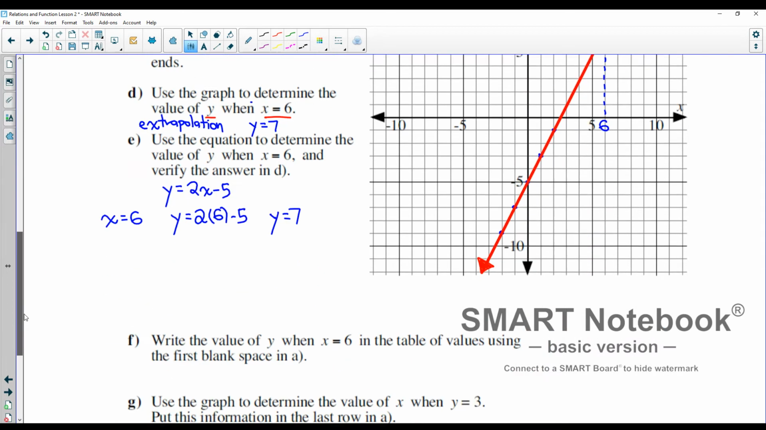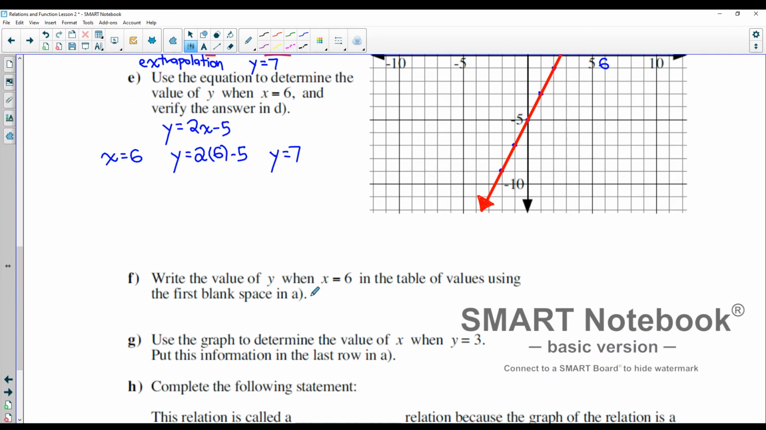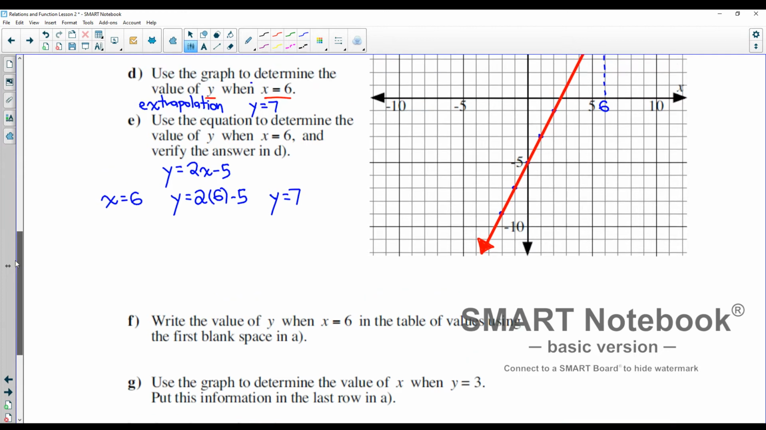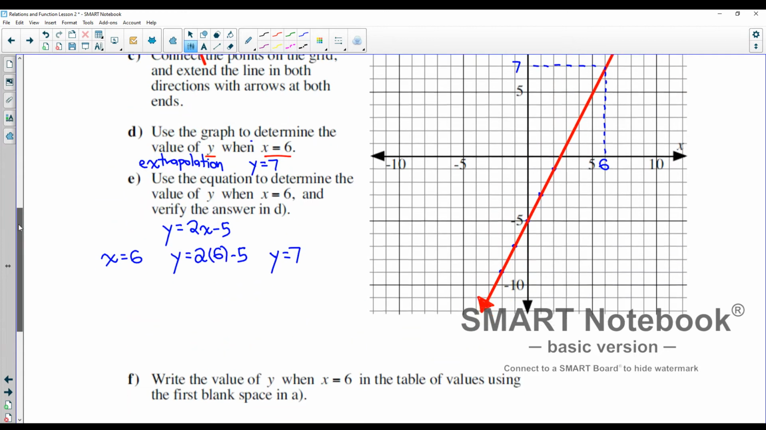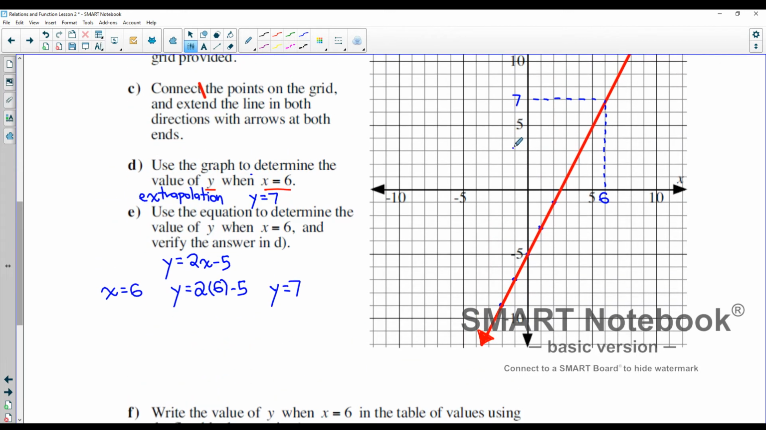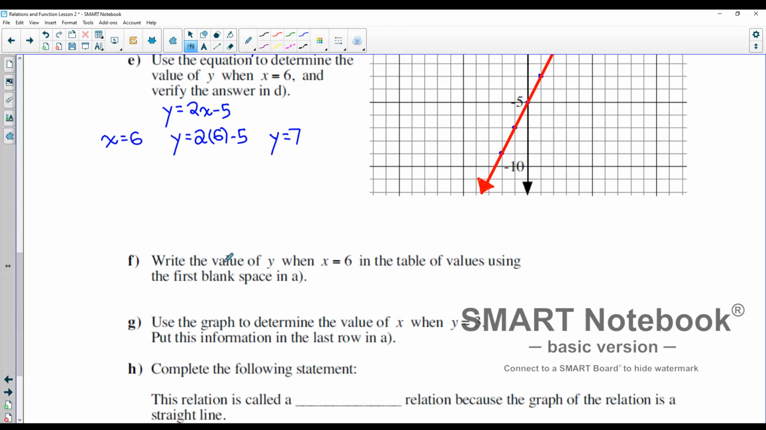Let's go down to G. It says use the graph to determine the value of x when y equals 3. So this time we're going to start on the y-axis and go across to the x-axis. We're still going to extrapolate because we're outside of our data points. Okay, so y equals 3 here. So I go towards the right. And then I go down. And it looks like when y is 3, x would have a value that is 4.